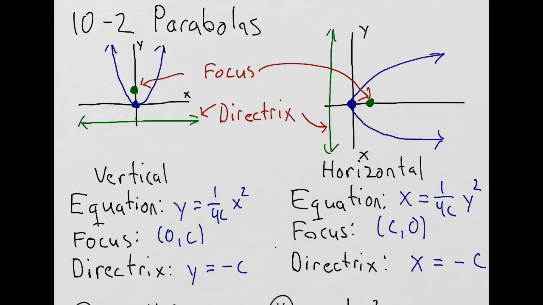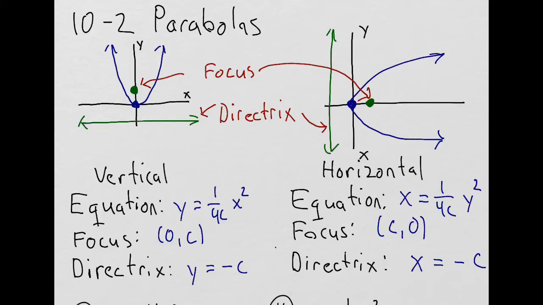Horizontal ones are very similar. Now, with horizontal ones, though, you don't have an x squared, you have a y squared. So it's always x equals y squared with some 1 over 4c term as the coefficient in front. And the focus, instead of (0, c), is now (c, 0), at some point right here on the x-axis. And the directrix now is x equals negative c. So notice it's a vertical line here, where it was a horizontal line for the vertical parabolas.